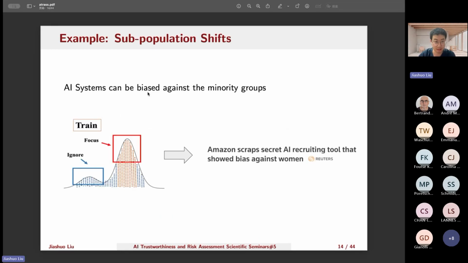And then here's an example for subpopulation shifts, which means that there may be a majority group and also a minority group in your training data. After we train our model, our model may pay too much attention to the majority group. However, it will ignore the minority group. For example, Amazon's AI recruiting tool has been found to show bias against women. And this shows that AI systems can be biased against the minority group. And we refer to this as the subpopulation shifts.